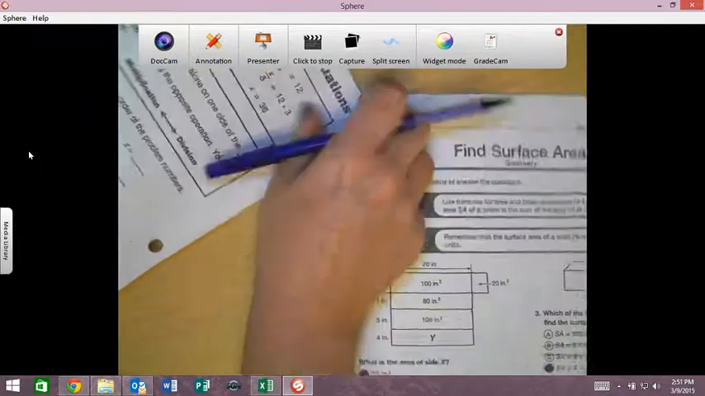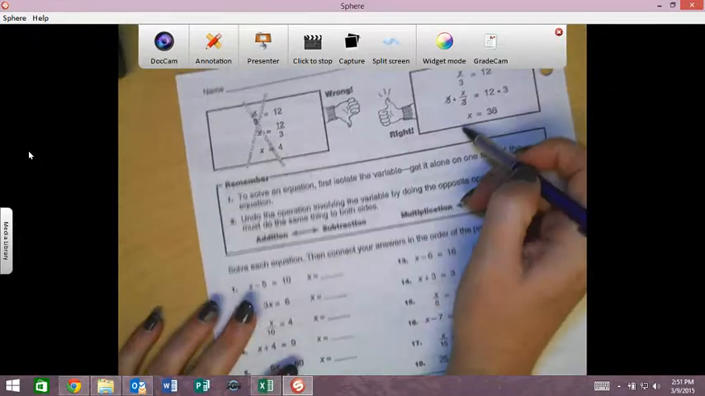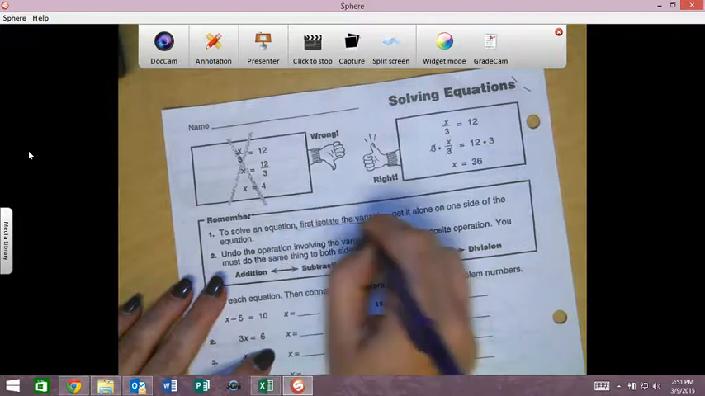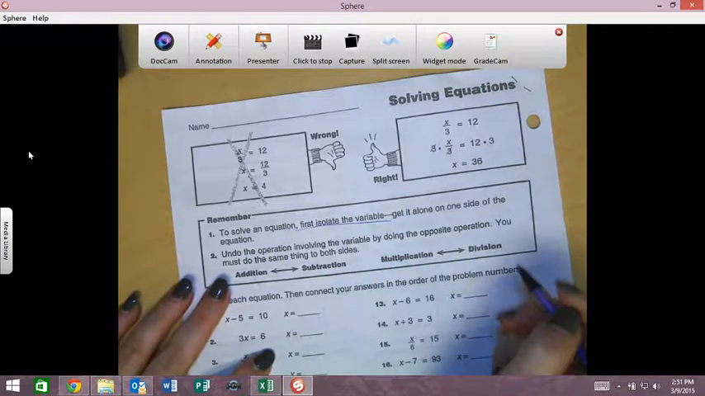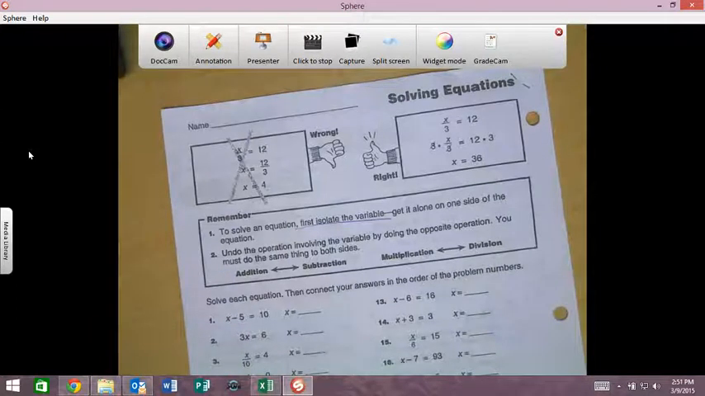On the back, you have a review page, okay? So it shows you an example of what to do. Okay, first it says we isolate the variable. That means we're going to get the x by itself. We're going to get our letter by itself. Remember, it's not always x. It just happens to be on this page that it's x.